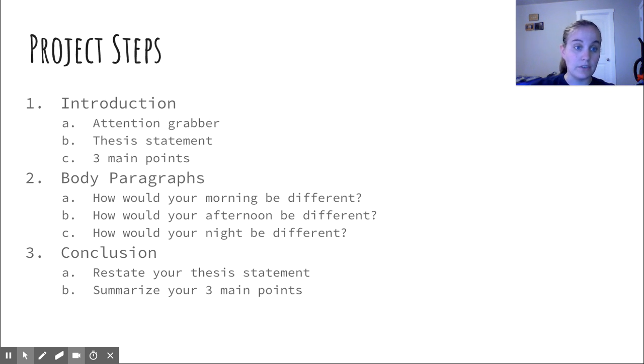Then think about your afternoon. How would your afternoon be different? Would your job be different? Would your schooling be different? Would it be better? Would it be worse? Think about that. And then your night. How would your night be different?